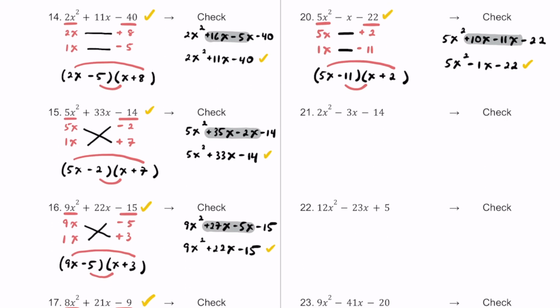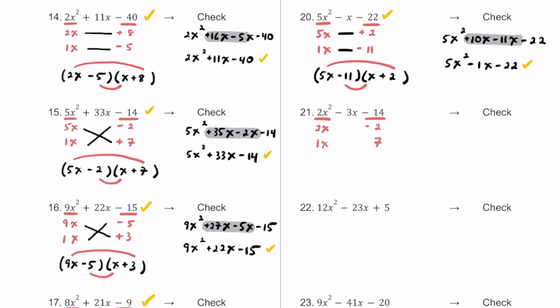Here is number 21. For number 21, we have this 2x squared minus 3x minus 14, so 2 is prime, which is nice. This 2x and 1x are going to be the beginning of the binomials. Then for this negative 14, I'm going to do a 2 and a 7 here, and I'm going to make the 2 negative and the 7 positive and adjust as necessary. So this will be negative 4 and positive 7, which combines to make positive 3.